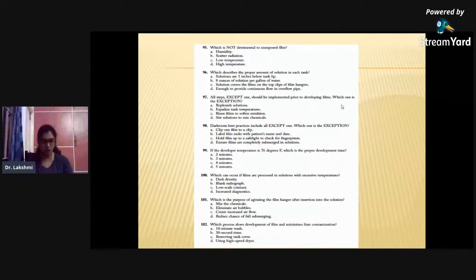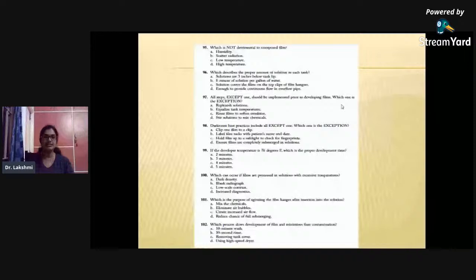96, which describes the proper amount of solution in each tank. The option is C. The proportion of film. All steps except one should be implemented prior to developing films. Which one is the exception? That is C. Rinse films to soften emulsion. That happens after that, right? So all except C is implemented prior to developing. So 97 option will be C.